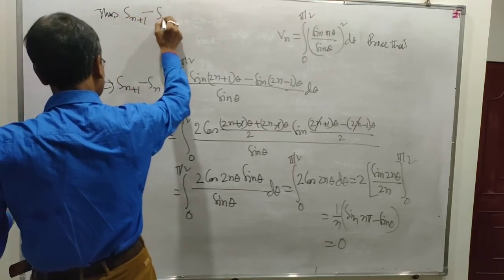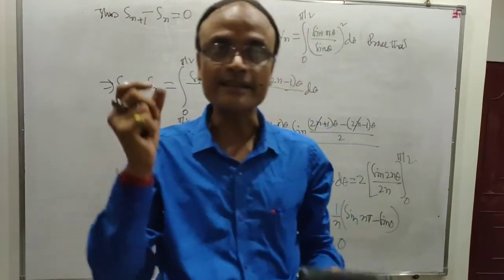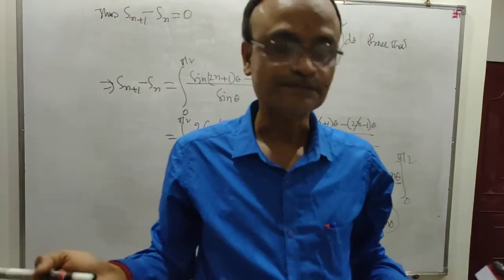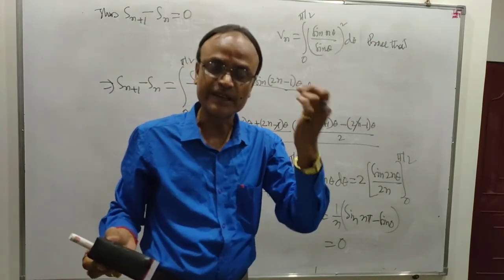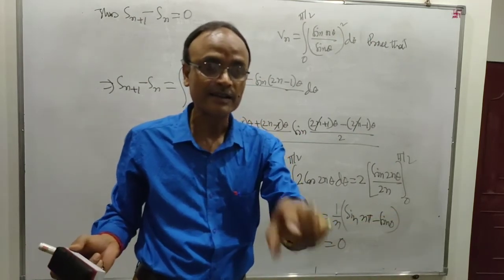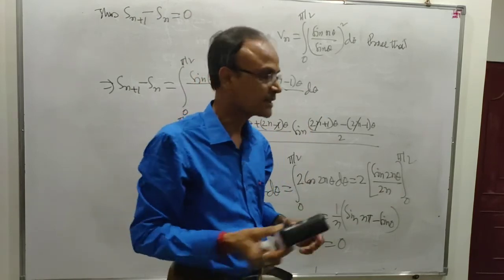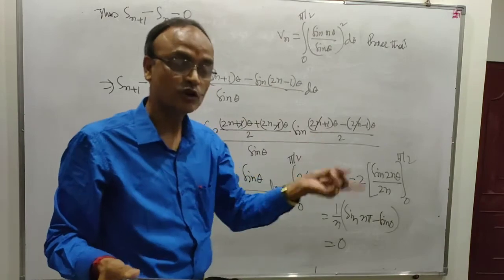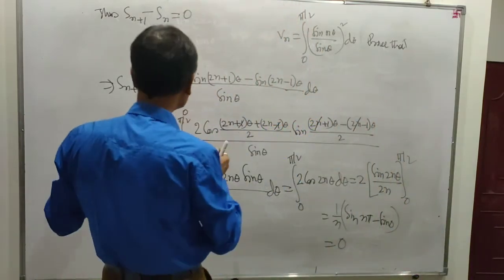Thus Sm+1 minus Sm is equal to 0, or Sm+1 equals Sm. You see. Now the second part: Vn+1 minus Vn should be equal to Sn+1. Sn+1 means the integral from 0 to pi by 2 of sine (2n+1)theta divided by sine theta. Like this.